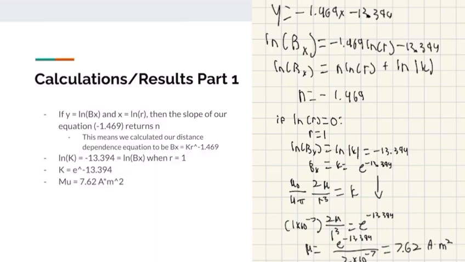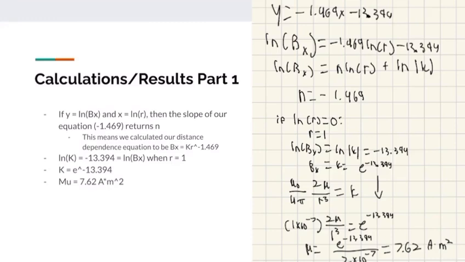So using the slope of that line, we got n is equal to negative 1.469. And K, we found by looking at the y-intercept, which means that ln K is equal to negative 13.394, or K is equal to e to the negative 13.394. And then to find the magnetic dipole moment itself, we knew that in order to find the y-intercept, we need to set r equal to 1 so that we can set the x value to 0, because ln of 1 equals 0.